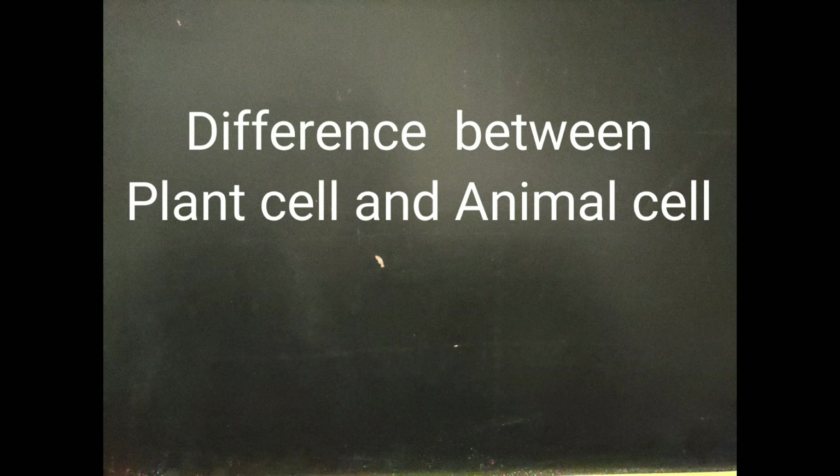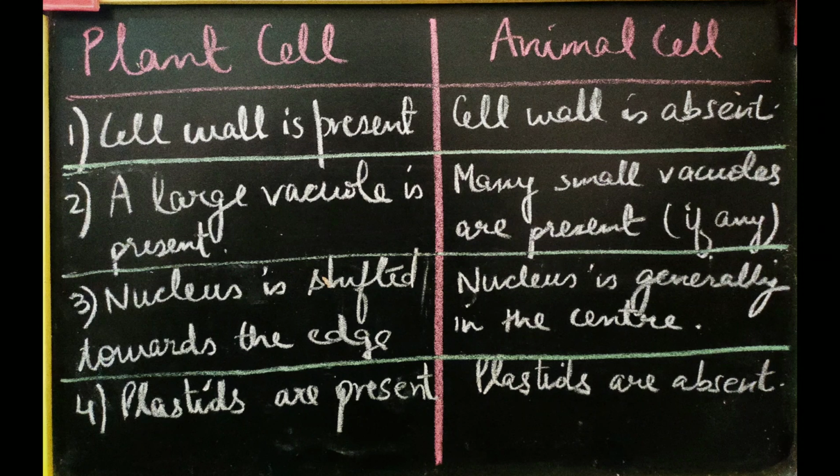So children, now we are in a situation to differentiate between a plant cell and an animal cell. The first difference that we observe in both of them is that a plant cell has a cell wall, whereas it is not there in case of an animal cell. The second point of difference is that there is a large vacuole present in case of a plant cell, whereas many small vacuoles are present in case of animal cell, if at all they are present.